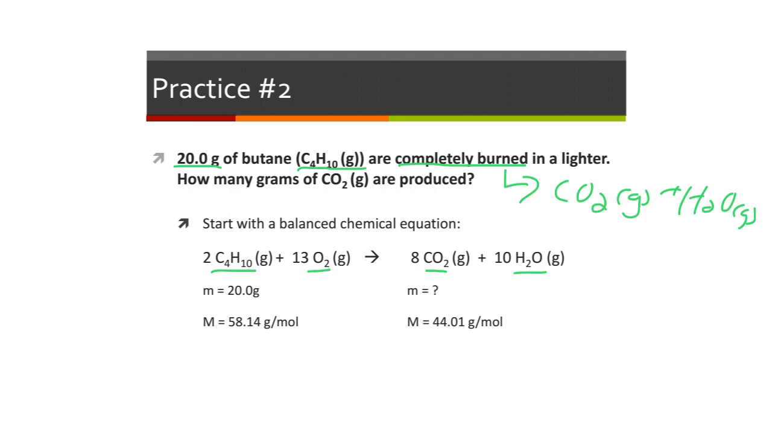Then we list all of our given information. We're told we have 20 grams of butane, so we write 20 grams, and we calculate the molar mass of butane to be 58.14 grams per mole, and we're required to find mass of carbon dioxide, so we put our M here, and we calculate the molar mass of carbon dioxide to be 44.01 grams.